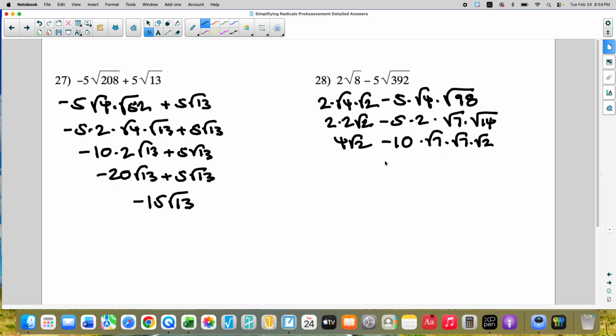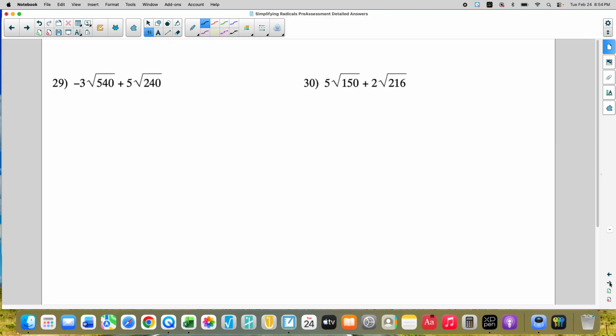We've matched these. So we have 4 rad 2 minus 10 times 7 rad 2. The 7 came from that. So we have 4 rad 2 minus 70 rad 2. And that gives us an answer of negative 66 rad 2. Don't forget those negatives.